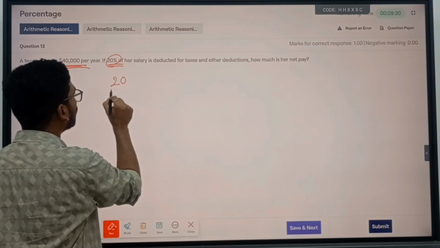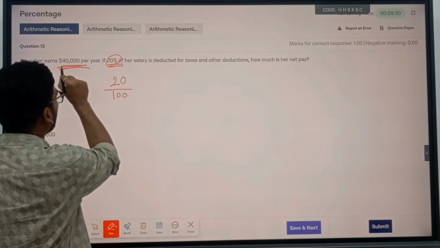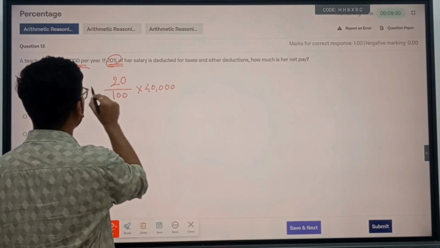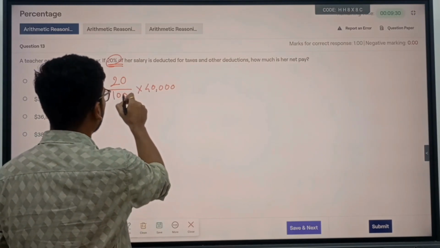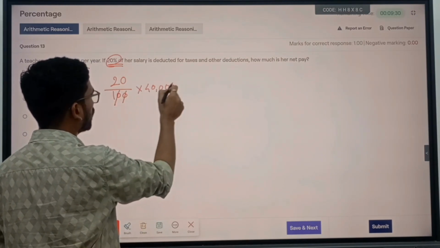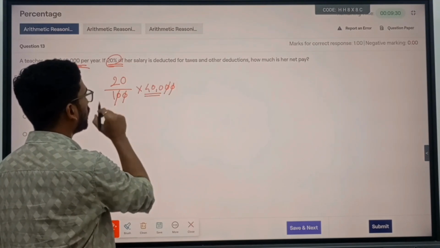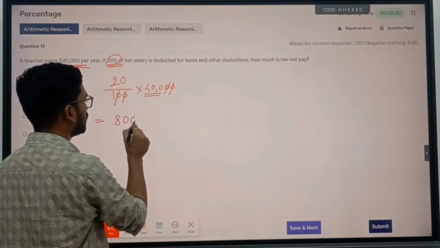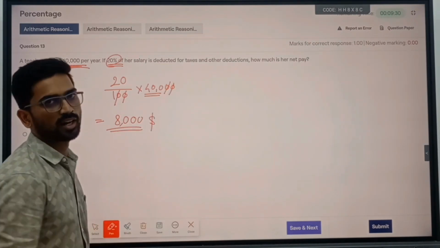As we have seen, 20% is nothing but 20 out of 100. And when we multiply it with $40,000, which is the total salary, we will get our answer, which is 20%. So this zero gets cancelled out with these two zeros. What is remaining? 400 into 20. So 2 4s are 8 and 3 0s as it is. So $8,000 are deducted at source.